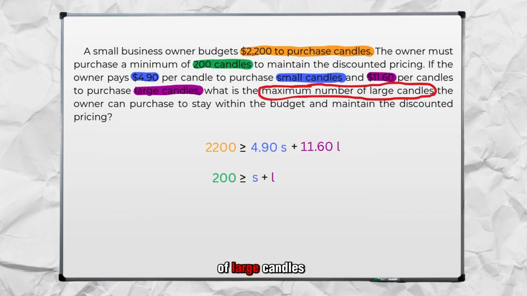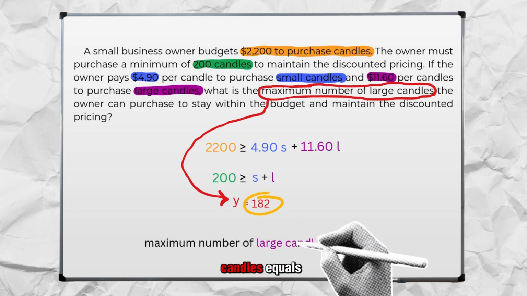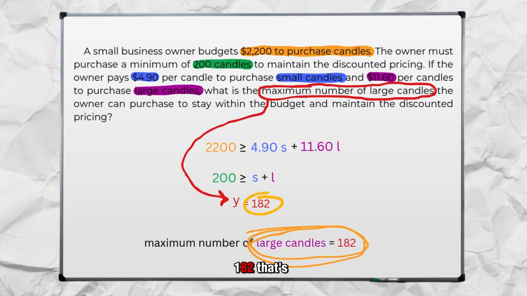What's the maximum number of large candles? That's my y, that the owner can purchase to stay within budget and maintain discounted pricing. So I know it was going to be 182. So the maximum number is going to be 182. It can't be above that. So the maximum number of large candles equals 182. That's how we solve a linear inequality word problem.